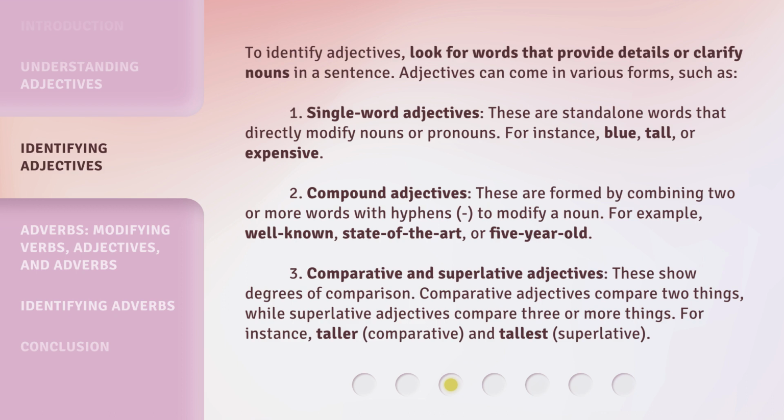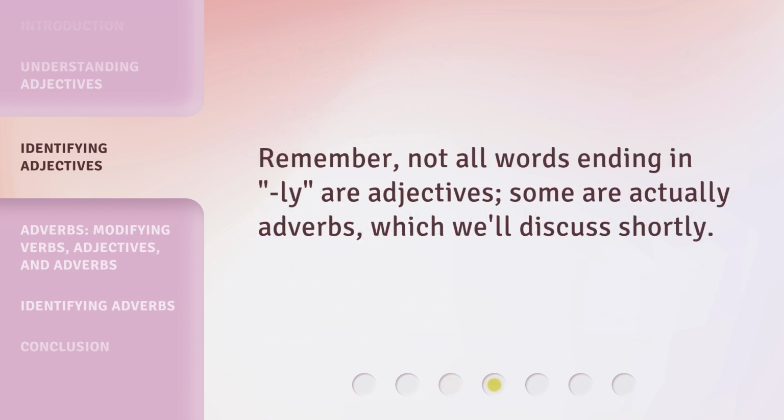3. Comparative and superlative adjectives. These show degrees of comparison. Comparative adjectives compare two things, while superlative adjectives compare three or more things. For instance, taller, comparative, and tallest, superlative. Remember, not all words ending in -ly are adjectives. Some are actually adverbs, which we'll discuss shortly.